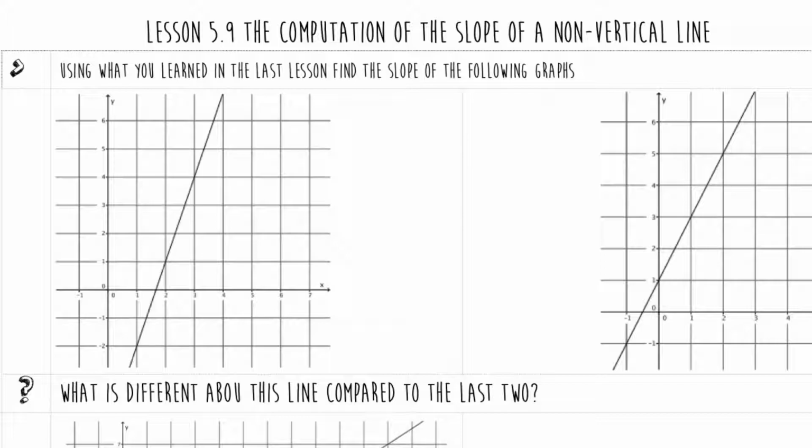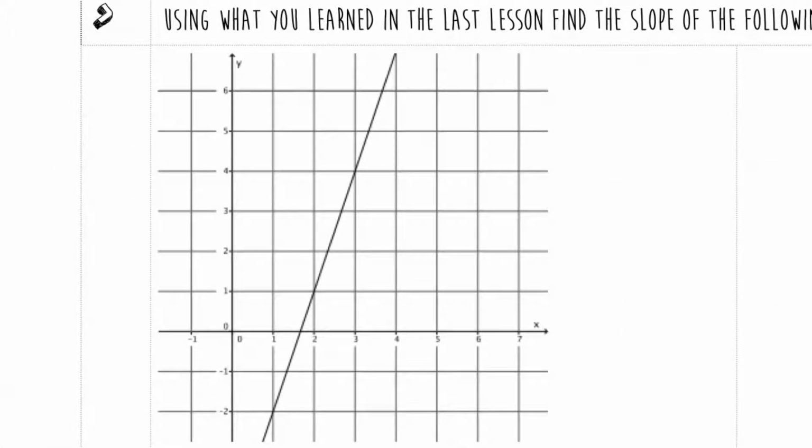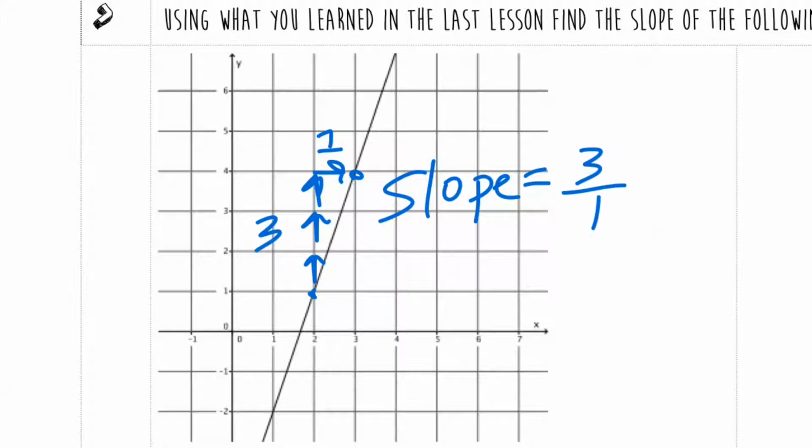For this first problem, I'm looking at the graph, and remember we want to identify some points on the graph. The first one I see is right here, and the second point I see is right there. And I'm going to count in the up, down, left, and right directions to see how I can travel from the first point to the second point. So I see I can move up 1, 2, 3 units, and I can move to the right 1 unit. And so I know my slope for this graph is 3/1. Remember, our slope is the ratio of how often we move up to how often we move to the right.